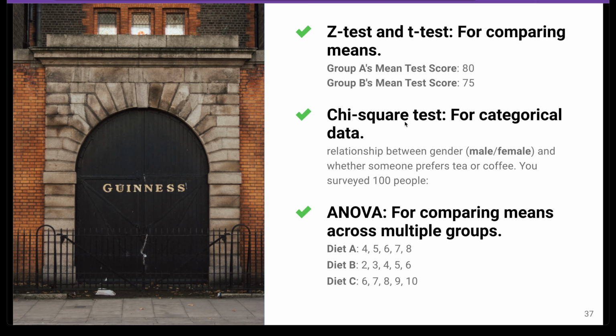So chi-square test, what if we don't have two averages? What if we compare male versus female? Well, we can use a chi-square test for that. There's a bunch of different tests, but like I said, I wanted to get you a couple of the big ones. An ANOVA, and there's a ton of different types of ANOVAs. It's sometimes called a three-way test or a multi, there's a ton of different names. But an ANOVA is for comparing means across multiple groups.